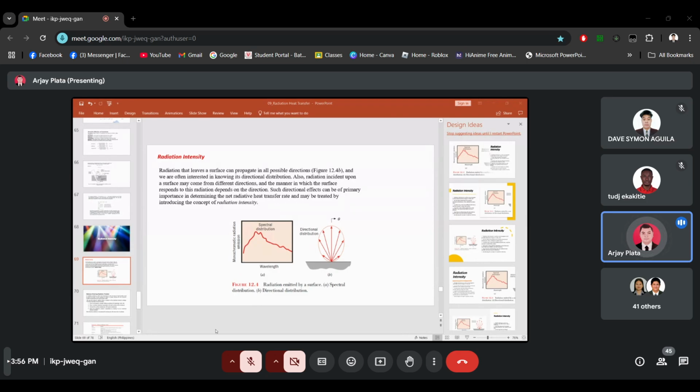Do you have any questions? So these are just concepts. Tomorrow we will solve some problems involving radiation heat transfer. So we'll continue our discussion tomorrow.